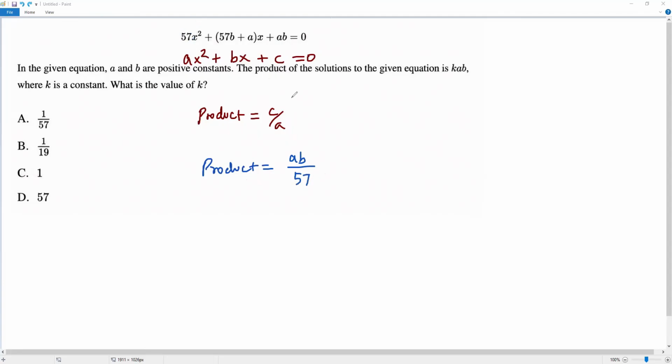Already we have the product of the solutions of the given quadratic equation, that is kab. We can plug in this kab for the product over here. Then we get kab equals ab over 57. Our aim is to get the value of k.